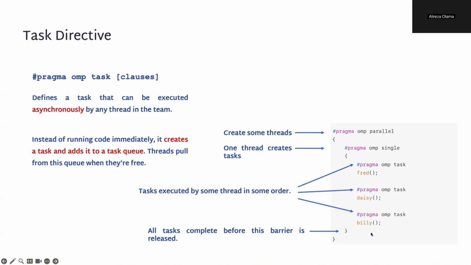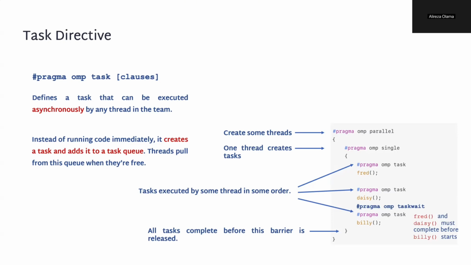But this is not always the case. Probably at some point you want Fred and Daisy to be executed first, and then you want the Billy task to be executed. Then you can have more control using this pragma omp taskwait directive. So if you put it here, then OpenMP makes sure that the Fred and Daisy functions are executed in parallel first, and then you can wait for Billy to start execution, right?